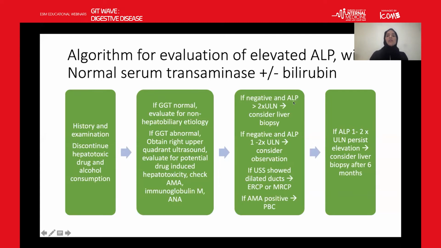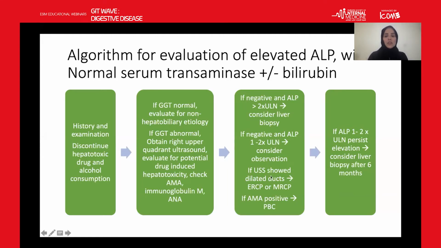For primary biliary cholangitis, you send antimitochondrial antibody along with immunoglobulin IgM and ANA. If all these tests are negative and the alkaline phosphatase level is more than 2 times the upper limit of normal, and the MRCP is normal, ruling out PSC, then we go for liver biopsy. If it is between 1 to 2 and all the investigations we did, including the MRCP, are negative, we could still observe the patient.